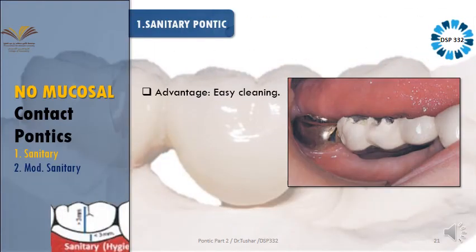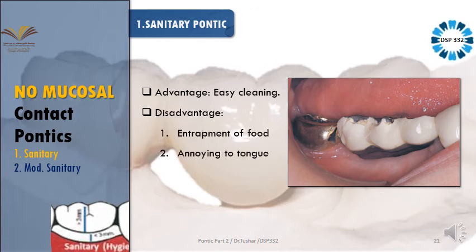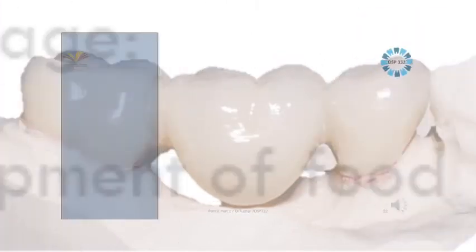Now what are the advantages? It is very easy to clean. You can ask your patient to gargle and it will clean by itself, because the space is so large. 2 millimeter is a big space, so it will automatically clean itself. The disadvantage is that sometimes big food chunks may become entrapped in this area, and it is very annoying for your patient's tongue to have this kind of food lodgement. So that is the disadvantage with this pontic.